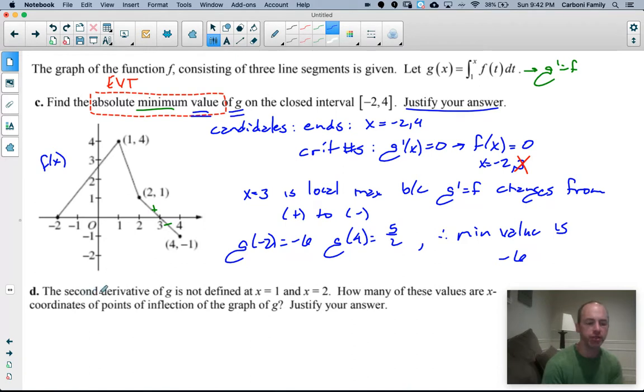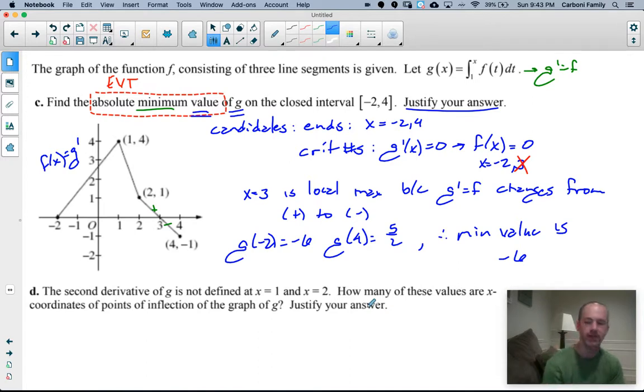Then that brings us to part D, the final part. The second derivative of G is not defined at 1 or 2. Now remember that this graph of F is also the graph of G prime, and you see corners there, so the derivative of this graph would not exist. Those are non-differentiable points. How many of these x coordinates? Now that's an interesting question. Not which one, but just how many of these x coordinates are points of inflection, and justify your answer.